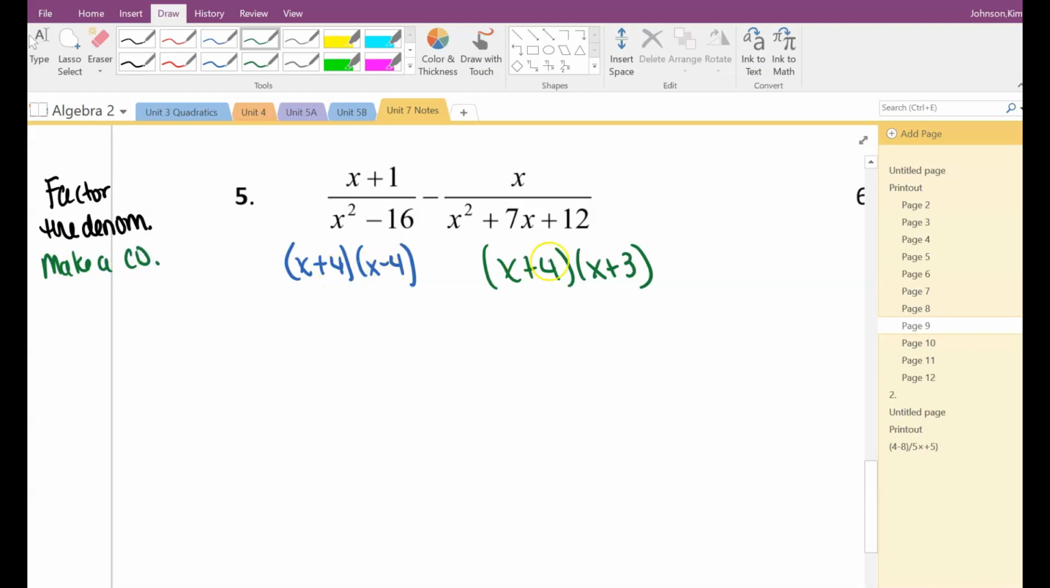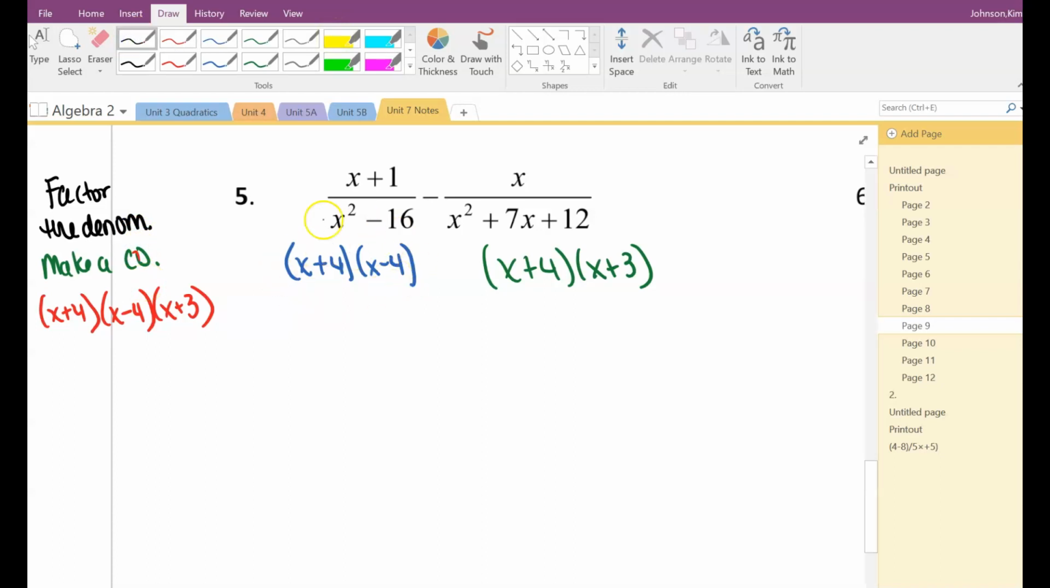Looks like both of these fractions have a factor of x plus 4. The left fraction that has the blue denominator has a factor of x minus 4, so we're going to need that. And then the right denominator has a factor of x plus 3, so we're going to need that. So my least common denominator is going to be x plus 4 times x minus 4 times x plus 3.